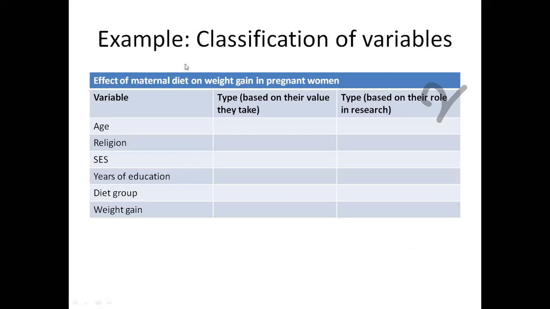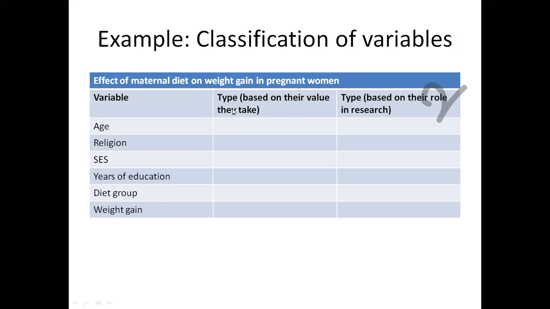So let's say, going on with this example on maternal diet on weight gain, these are the list of variables. Let's say you've decided to collect data on a few demographic information, and then let's say this is an interventional study or an observational study looking at diet group, and you have two diet groups, one gets an interventional diet and the other one is the current standard, whatever the current standard is, and your variable of interest is weight gain.